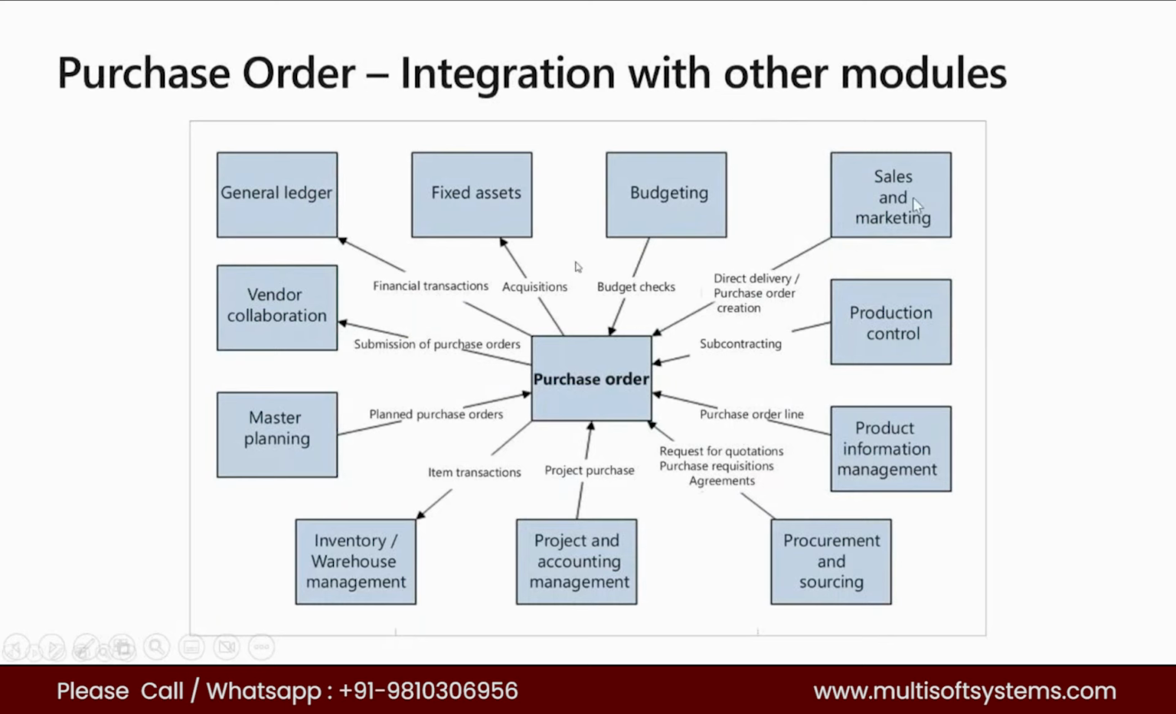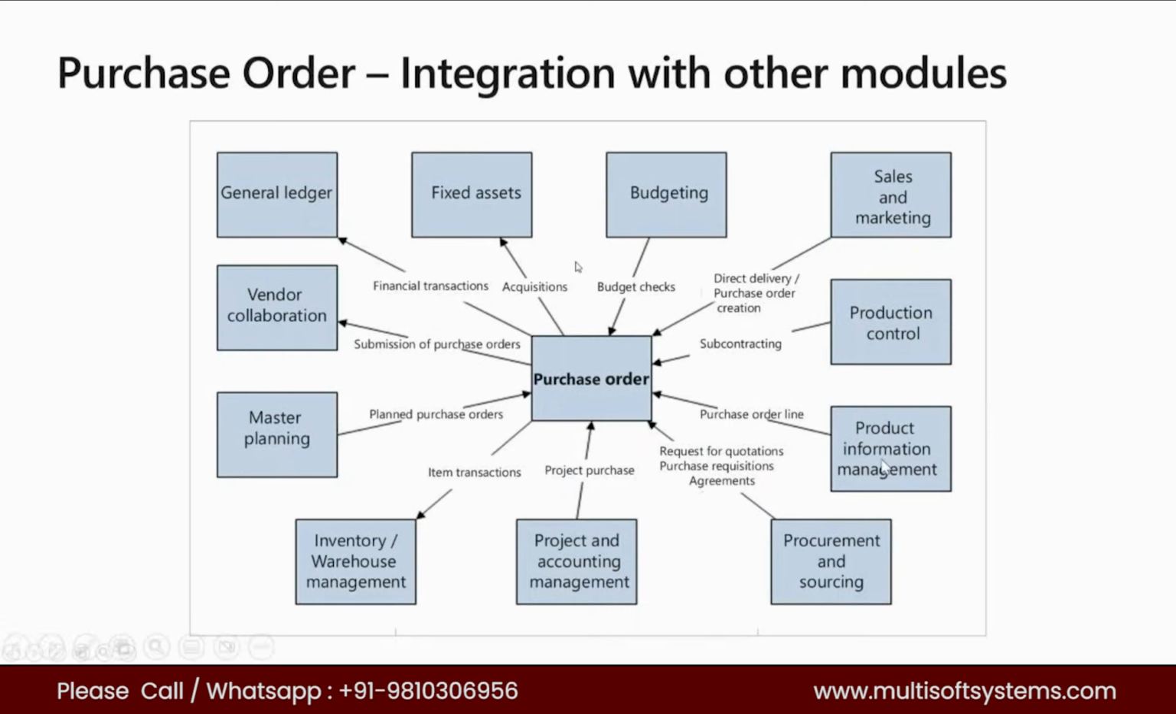According to our purchases only, we'll be doing our sales, right? Yeah, correct. According to my purchase orders only, I'll be doing my sales. Then production control: how do we do production without raw materials? If you don't have any raw materials, we need to purchase them first, and only then will we send these raw materials to production to create our items, right? Yeah, correct. For that also a purchase order is required.